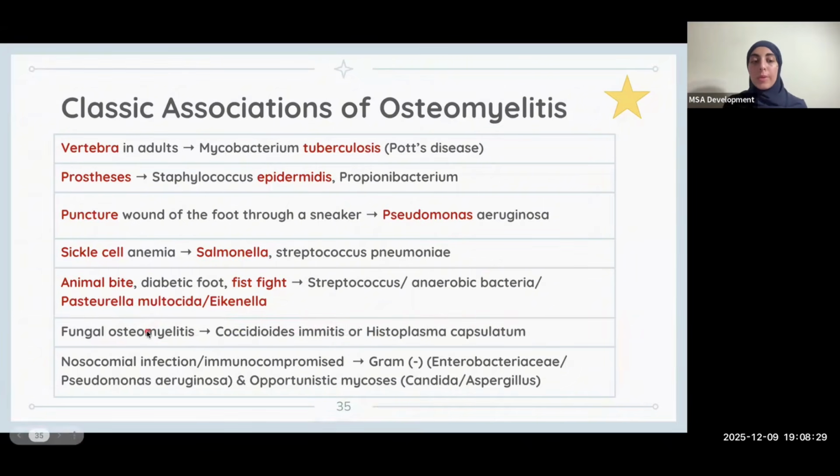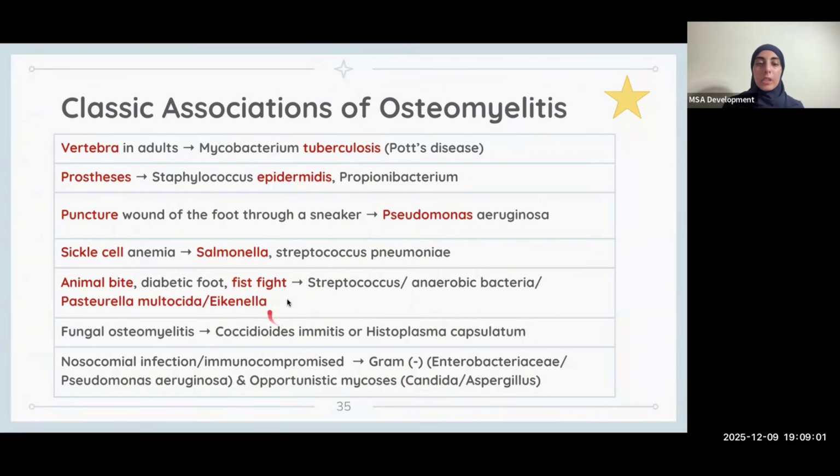And the next group of patients are immunocompromised patients or nosocomial infections, which are acquired inside the hospital. So someone who was sick and hospitalized and they get an infection. In these, you want to suspect gram-negative bacteria, like Enterobacteriaceae or Pseudomonas. You also want to suspect opportunistic mycoses, and these are not the same as the previous ones. Opportunistic mycoses are Candida and Aspergillus. These ones affect immunocompromised patients, like here. These ones are endemic. These ones are opportunistic for immunocompromised.